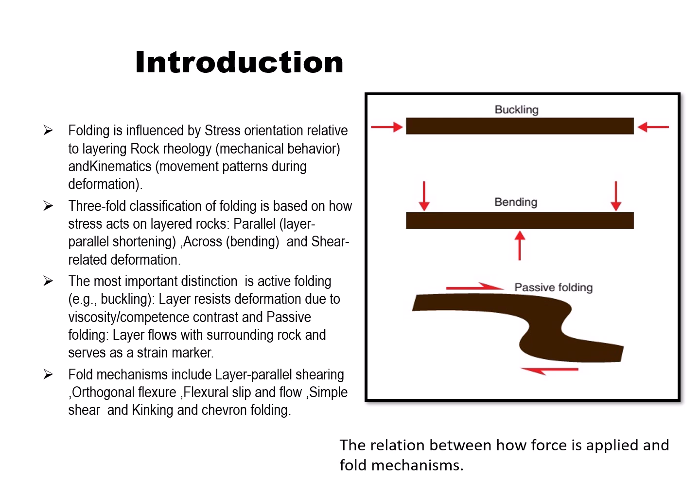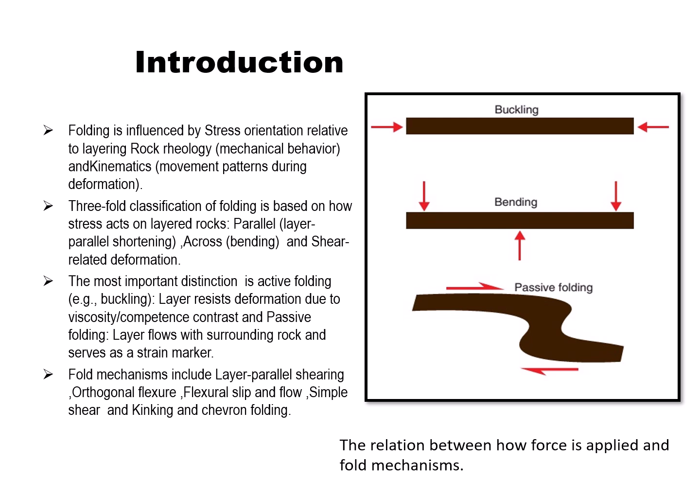There are three key fold mechanisms based on the stress direction, which is parallel to layering like buckling, across layering such as bending, and shear related mechanisms like flexural slip or simple shear. Additionally, folds can be classified as active folds, where the rock layer resists deformation, and passive folding, where layers simply record strain without resistance.